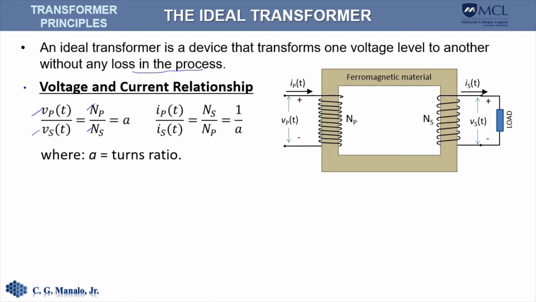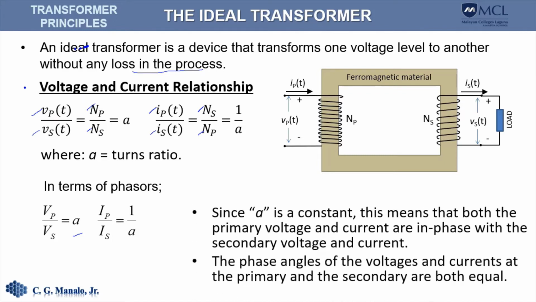Likewise, the ratio of the primary current over the secondary current is exactly equal to the ratio of the secondary turns over the primary turns. And that should give us the reciprocal of the turns ratio. In phasor form, the ratio of the primary over the secondary voltages must also be equal to the turns ratio, and the ratio of the primary current over the secondary current in phasor form is also equal to the reciprocal of the turns ratio.